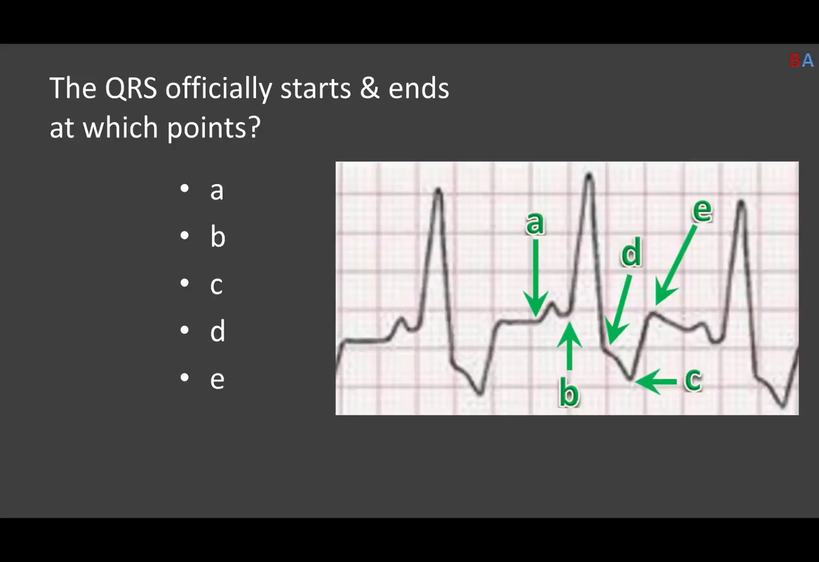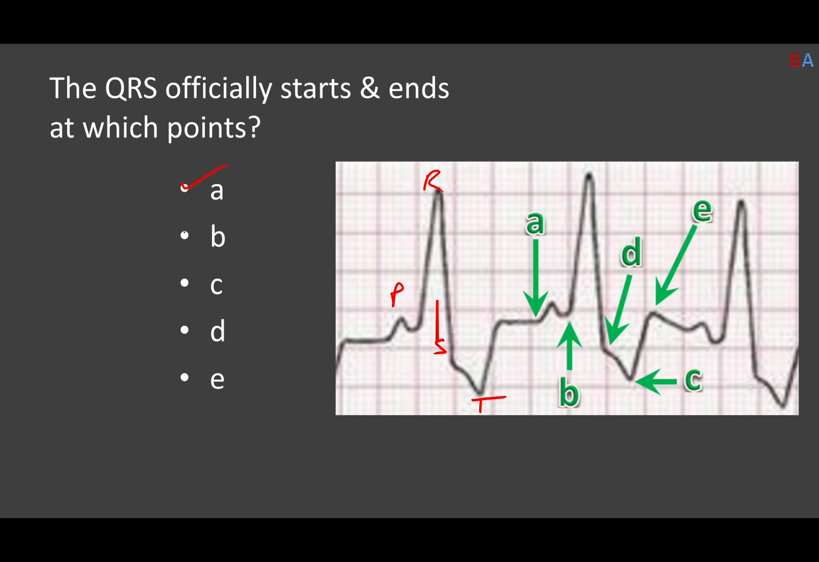The QRS officially starts and ends at which points? So where does a QRS begin? Well, first off, you'll have to label everything out. And I'll tell you right now that this is your P wave, this is your R wave, and this is your T wave, and this portion here is your S. So now that you know that much, you can tell that our QRS officially begins at, well, it's not going to be A because that's the beginning of your P wave.